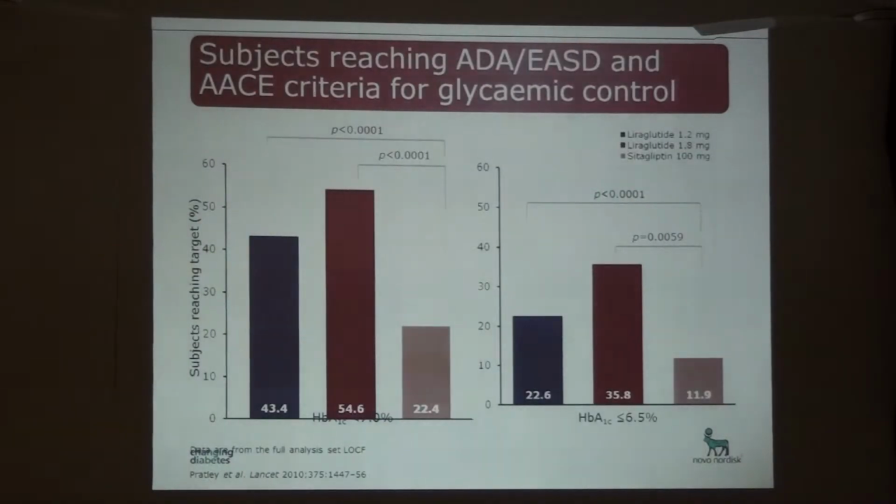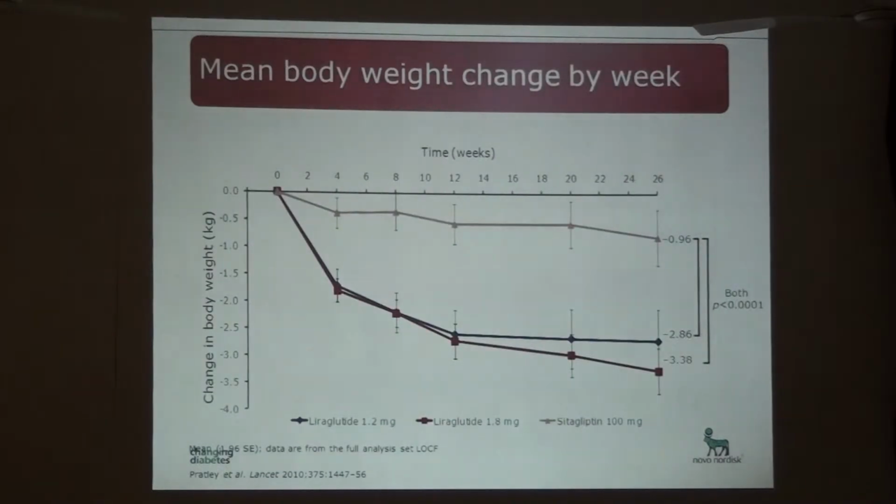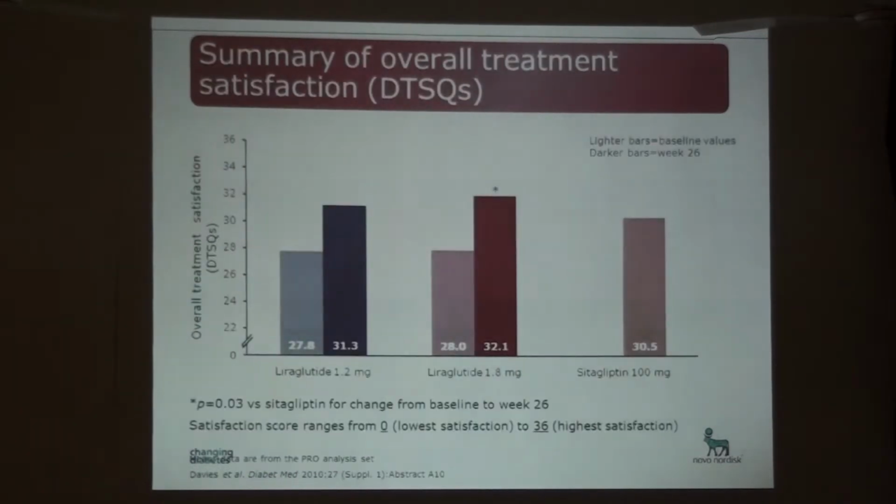Definitely more people reached both the ADA goal as well as the AACE target goal of either 7% or 6.5% with liraglutide compared to sitagliptin. Body weight change, huge difference: a loss of around 3.5 kilos with liraglutide as opposed to just about a kilo with sitagliptin.